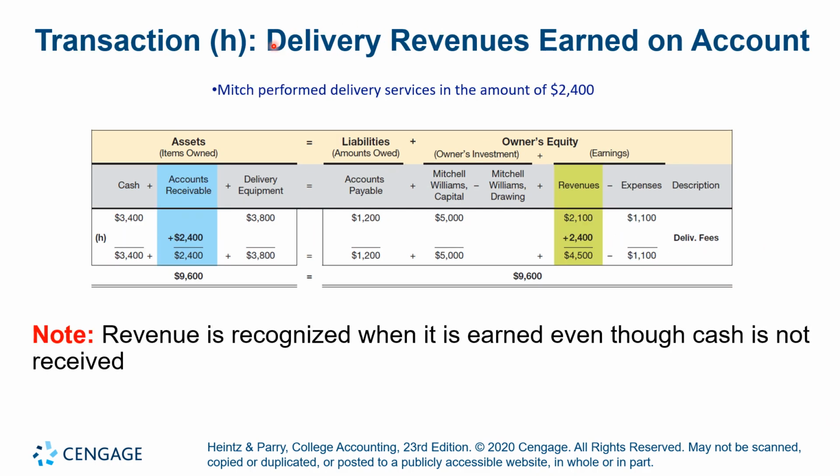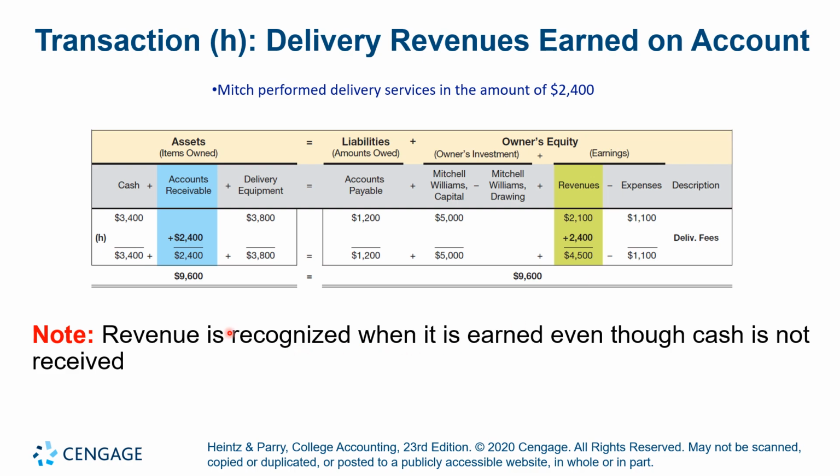All right, in transaction H, we have delivery revenues earned on account. So Mitch performed delivery services in the amount of $2,400. So my revenue over here is going to increase by $2,400. So now my total revenue is $4,500.